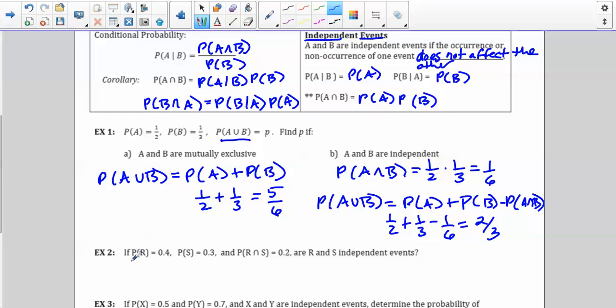Okay, the next one, the probability of event R is 0.4, the probability of event S is 0.3, and the intersection of the two is 0.2. Now remember, if two events are independent, up here we learned that the probability of the intersection would be probability of A times the probability of B, so that's what we're testing. So the probability of R is 0.4, and the probability of S is 0.3. Does that equal the probability of their intersection, 0.2? And you can multiply and find out that they do not equal each other. So that means that they are not independent events.